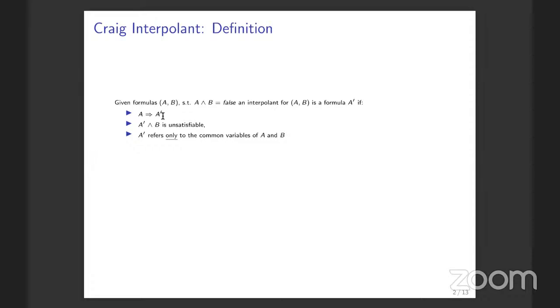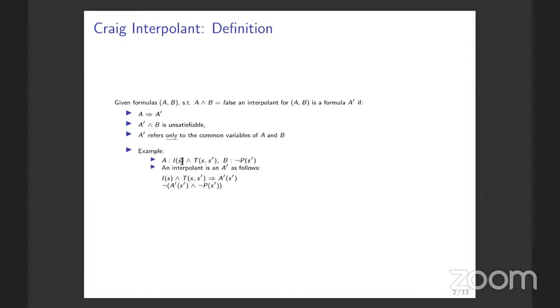A implies A prime. That is, A prime is an over approximation of A. And A prime and B is still unsatisfiable. That is, A prime and B still false. That is, the set of states characterized by A prime still does not include any B states. And a syntactic restriction: A prime refers only to the common variables of A and B.